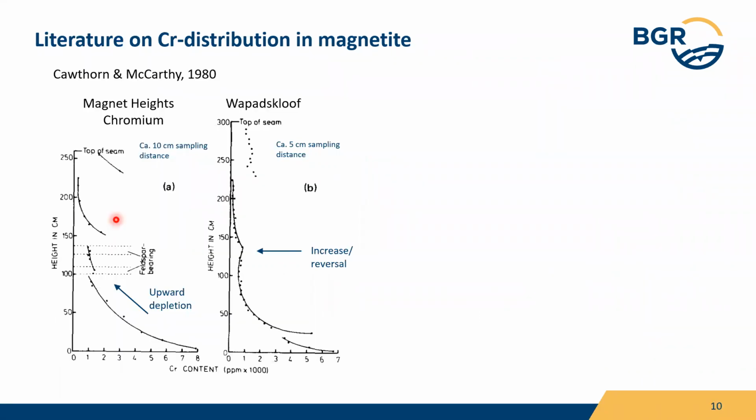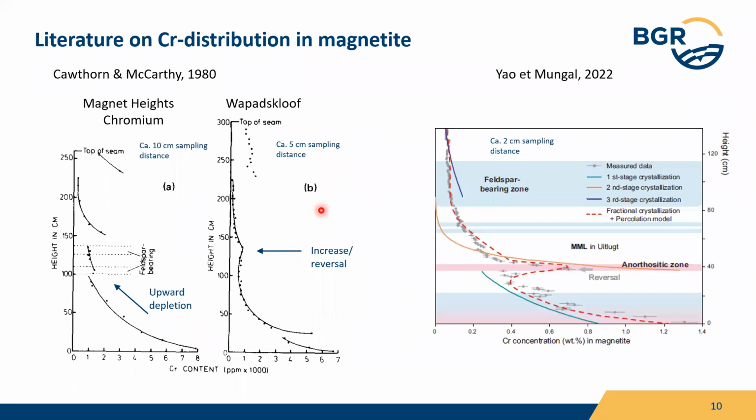So I looked into the literature, and I think many of you know this. This is the chromium content upward depletion. Every time the feldspar comes in, there is something happening. Here you can see this was 10 centimeter sampling distance. We have here 5 centimeter sampling distance, and you can see that there's something like an increase or a reversal. Then we have a more recent paper with 2 centimeter sampling distance, and you can see here there's a reversal where the anorthosite comes in.